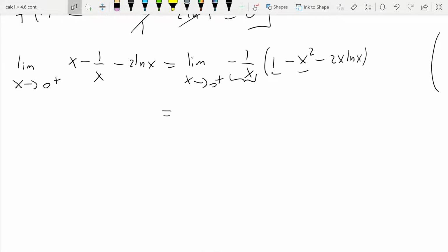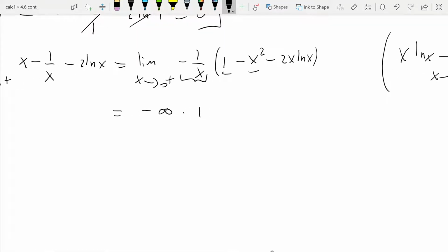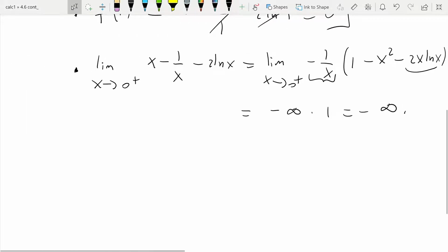So in sum, this whole thing is approaching minus infinity times 1. So it's not an undetermined form, because x squared is approaching 0, 1 is 1, and this is approaching 0 as well. So this whole thing is just minus infinity, the limit. So we have a vertical asymptote at the origin.